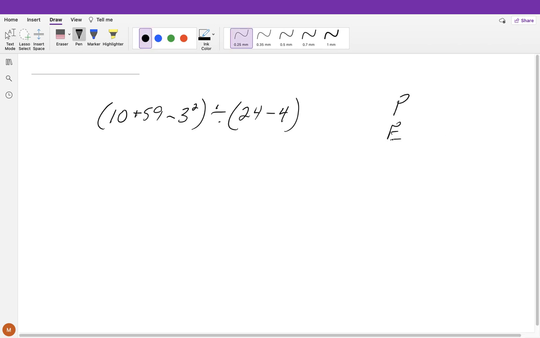But we have our PEMDAS, and now we start seeing some parentheses and some exponents. So we have our PEMDAS that we're going to be doing. The first thing I'm going to do now is parentheses. That means I need to do everything inside of these parentheses before I can do anything else.